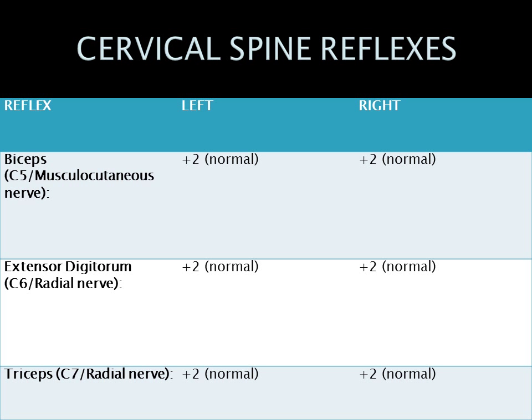We test the biceps reflex. That's a C5 reflex, which is carried through the musculocutaneous nerve. We test the extensor digitorum reflex. That's a C6 reflex mediated through the radial nerve. And then we also test the triceps reflex, which is also mediated through the radial nerve. However, rather than being a C6 mediated reflex, the triceps reflex is a C7 mediated reflex.